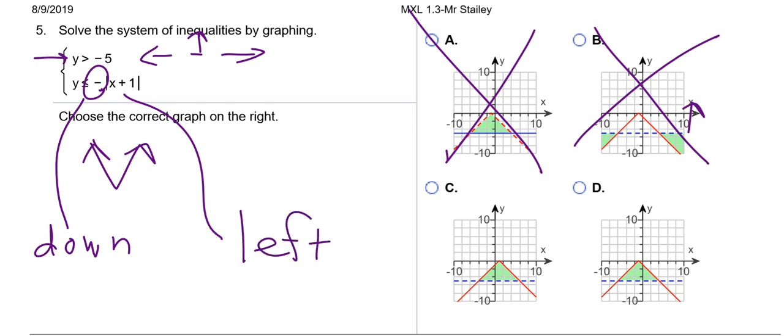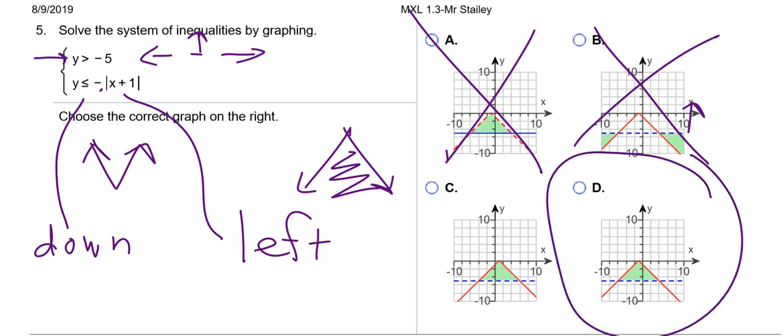Okay, so, and it says y is less than or equal to, so that would be shading below. So it opens down, it got moved left 1 unit, and it's shaded below. Well, shading below doesn't do anything for you because C and D are both shaded below the V. Which one got moved left? D got moved left. C was moved to the right.